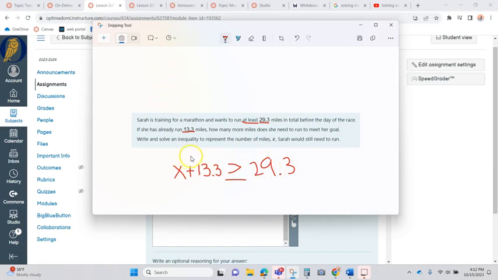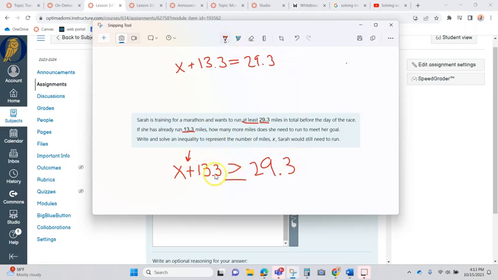Now, we can figure out if it's a plus or minus by thinking about if this was an equation. 29.3. If I wanted to, do I plus, do I minus? She wants to run that. She already ran 13.3. So, like on Monday, she ran this much. Then on Tuesday, she needs to run this much. And altogether needs to be 29.3. Okay, so altogether, looks like I'm adding them. That's how we can figure out if it's a plus or minus.